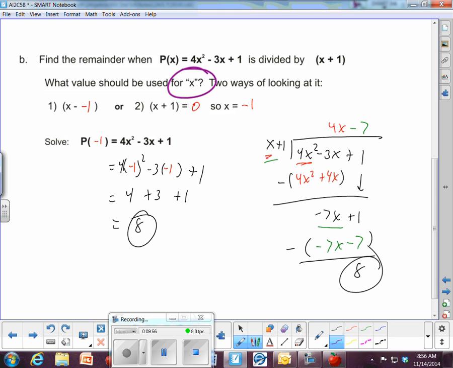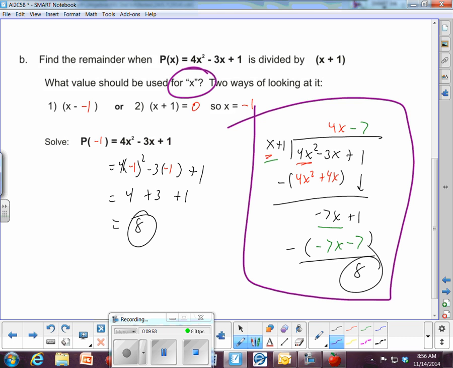Again, you will not be doing this. You will not be doing long division. I'm just showing you that the thing works. That's all I'm doing, is showing you, hey, it's true. You really do get the remainder.